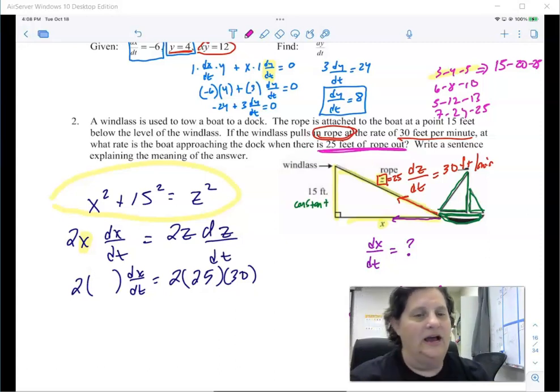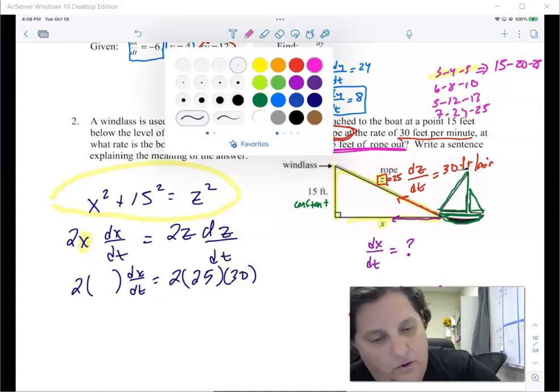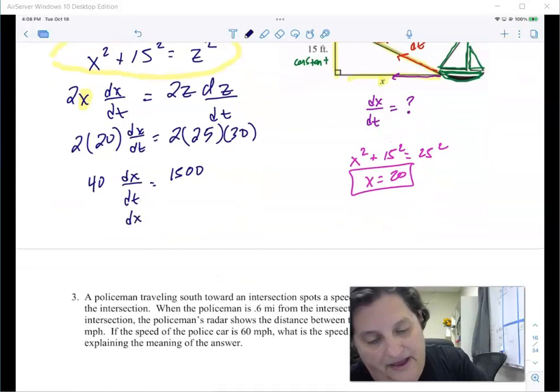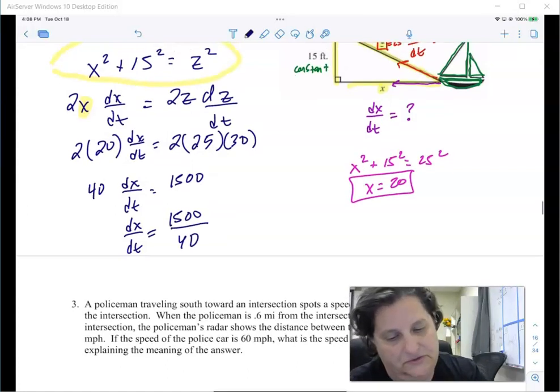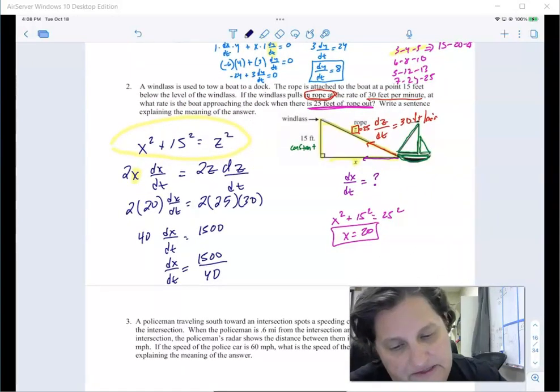If you're not allowed to use a calculator, it's not going to expect you to do those calculations in your head. It's going to give you a triple. Cool. So now I can come back over here. I can say, oh, x was 20. And so I have 40 dx dt. Let's see, 50 times 30 is 1500. If I divide that over 40, 1500 divided by 40, do I need to simplify that? Absolutely not. This is a free response test. As soon as we solve for dx dt, we're done. And we write a sentence explaining the meaning of the answer.